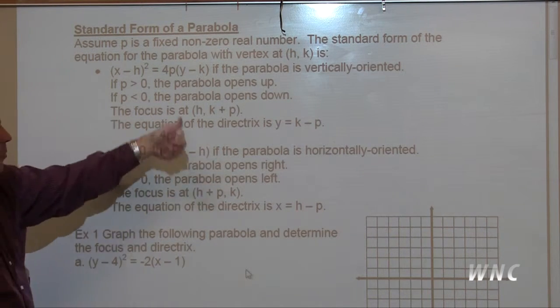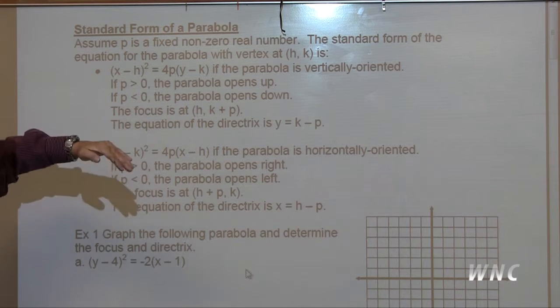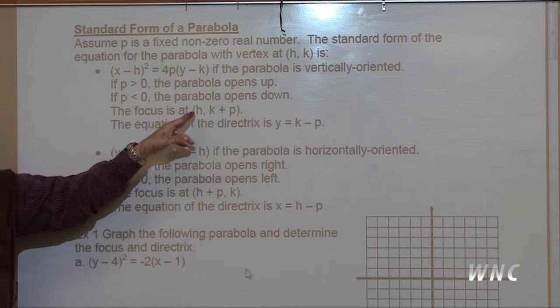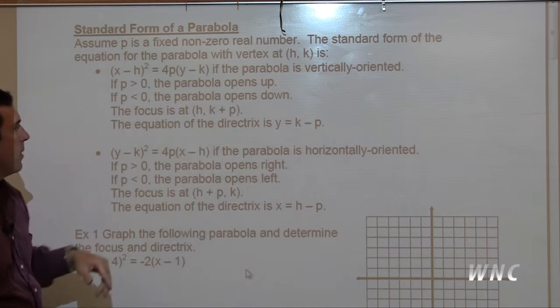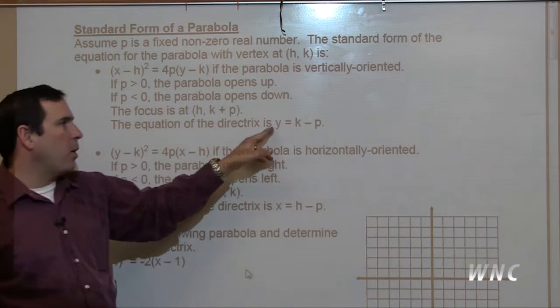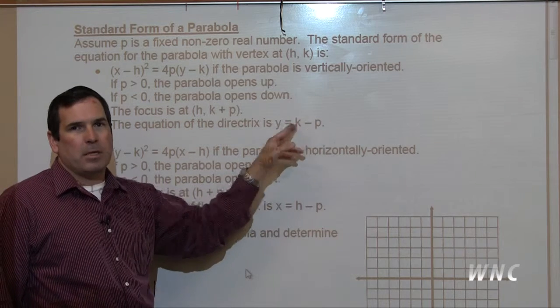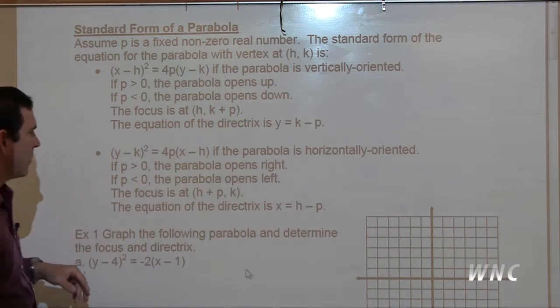If p is positive, it opens up. If p is negative, it opens down. The focus is at (h, k plus p). That'll give you your focus. And the equation of the directrix is y equals k minus p. That's just a horizontal line.